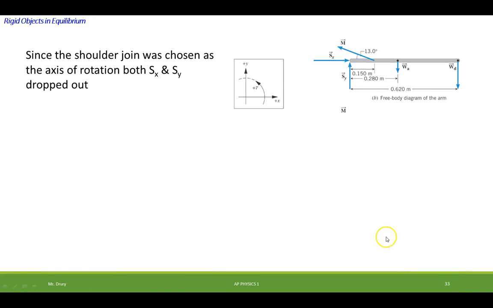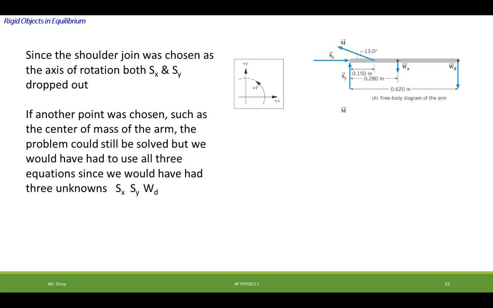Since the shoulder joint was chosen as the axis of rotation, both SX and SY dropped out. If we had chosen another point, such as the center of mass of the arm, only this one would have dropped out. We could have still solved the problem, but we would have made it much more difficult because then we would have had to solve for SX, SY, and the weight of the dumbbell. So it's really important to point out that by picking the correct axis of rotation, you can really simplify the problem.